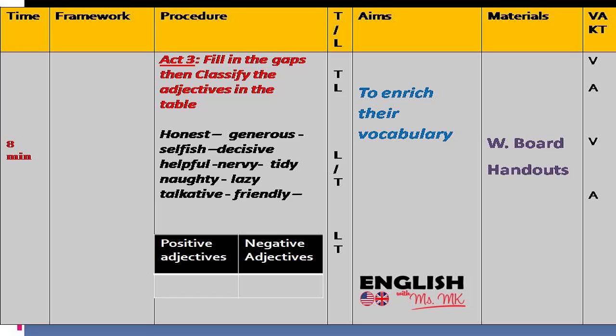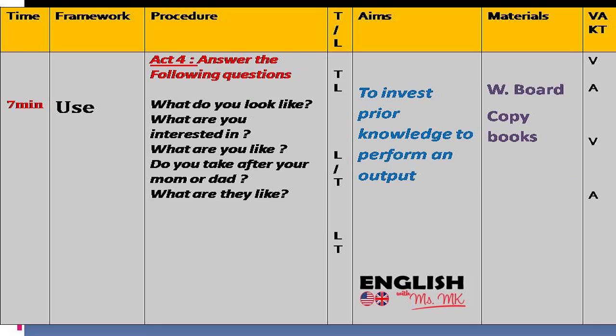So, they are supposed to write about themselves, and they are supposed to use adjectives of personality, and they won't be able to use adjectives of personality if they don't have enough vocabulary, and in order to enable them to do the activity which comes after. The last activity's aim is to invest prior knowledge to perform an output based on their creativity and communication and understanding, and of course their acquisition of the structure.